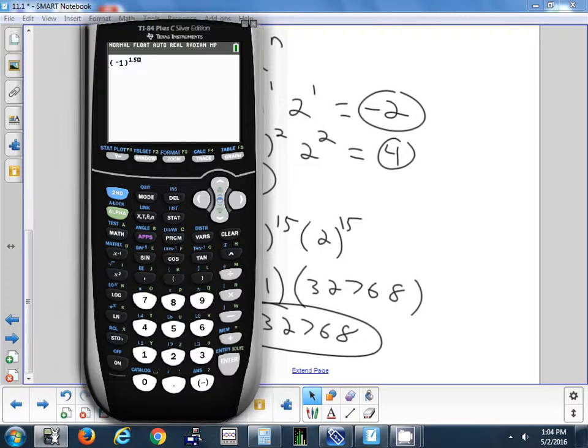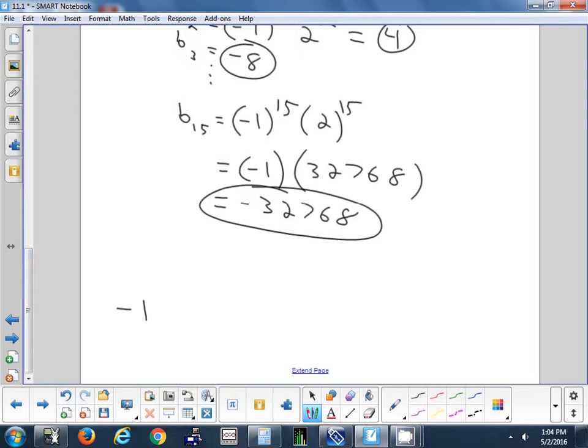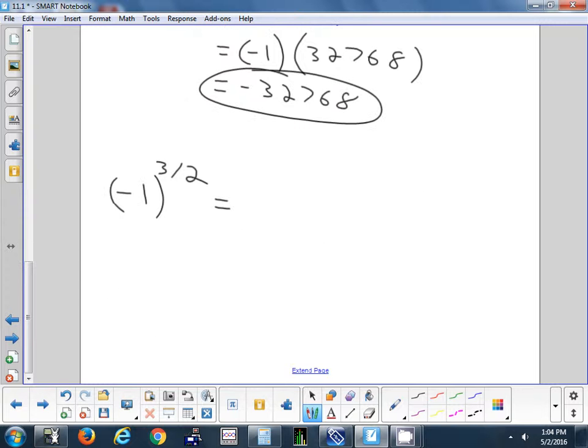Any question on that? Why is it imaginary? Because if you think, what's 1.5 as a fraction? 3 over 2. So what I'm trying to do is take the square root of negative 1 cubed. What's negative 1 cubed? Negative 1. Negative 1, and the square root of negative 1 is i.